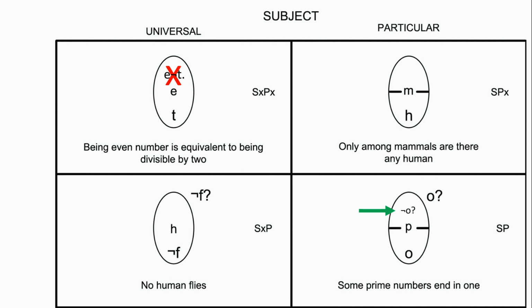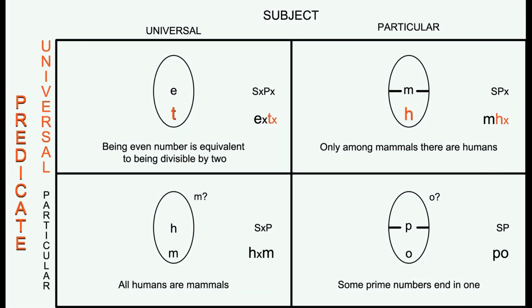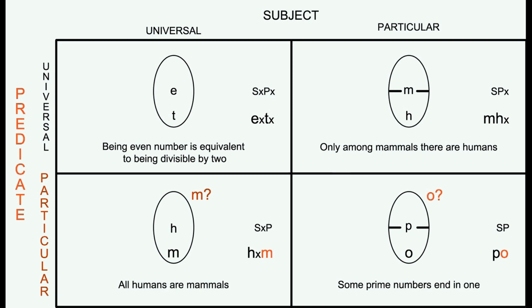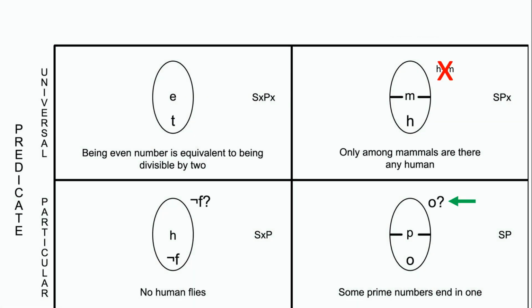However, in the proposition, some prime numbers end in 1, the subject is particular because the logical structure of the proposition still allows us to suppose that there may be prime numbers that do not end in 1. The second decision we must make to represent sentences in the diagram is whether or not to write the predicate outside the model of the subject, that is, outside the circle. In the proposition, only among mammals are there any humans, the predicate is universal because the structure of the proposition eliminates, in theory, the possibility that there are humans that are not mammals.